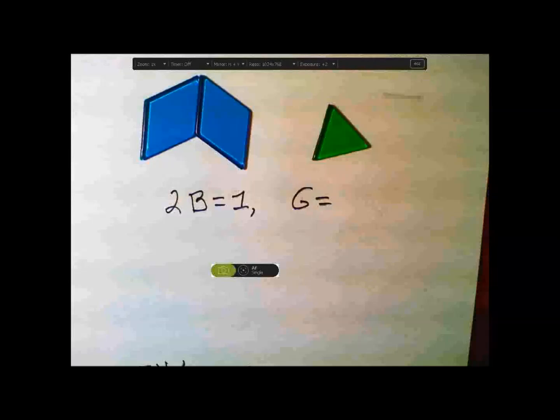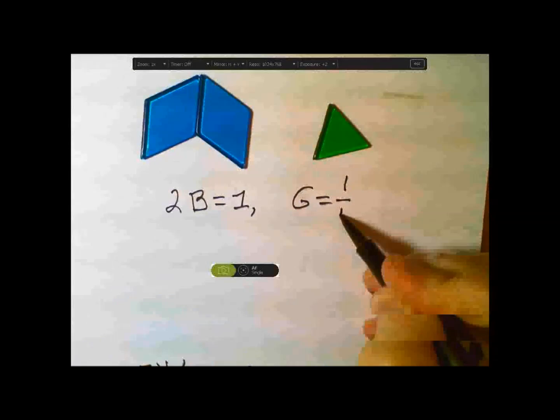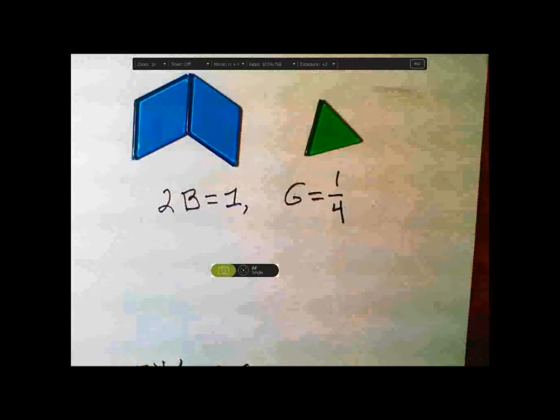What's the answer? It takes two green pieces to fill up a blue piece, and you have to double that to have two blue pieces, so it's a fourth. How many agree that it's a fourth? Tell everybody. Everybody. Wow, very good. Congratulations. Very good.